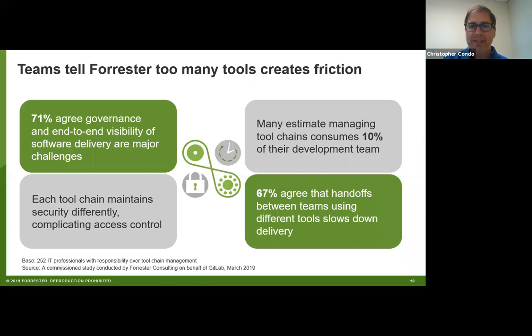Here's another one. Many estimate managing tool chains consumes 10% of their development team. Well, that's a real problem. If you were only working at 90% capacity because 10% of your team is busy working on the tool chain, how can you possibly get code out the door? How can you go at full speed and full cadence if you're constantly stopping to fix your tool chain?